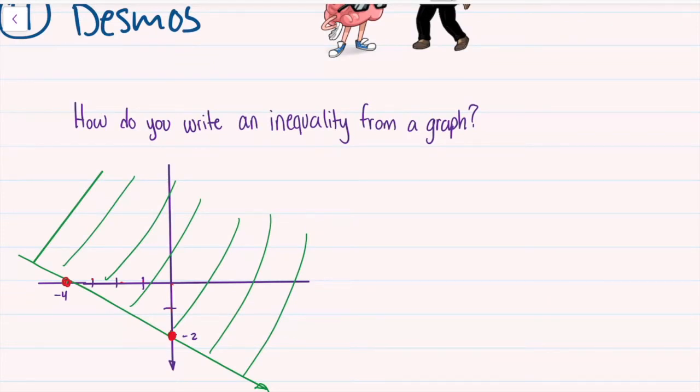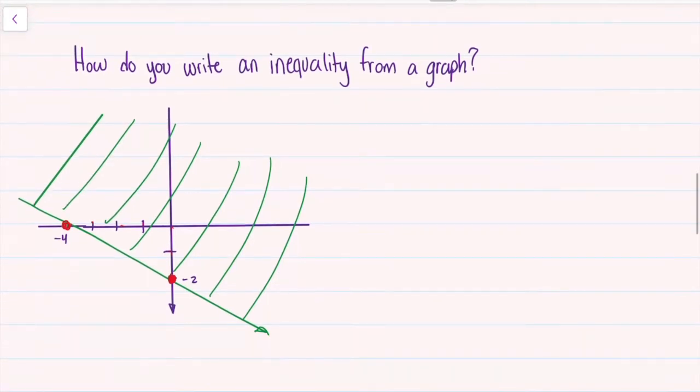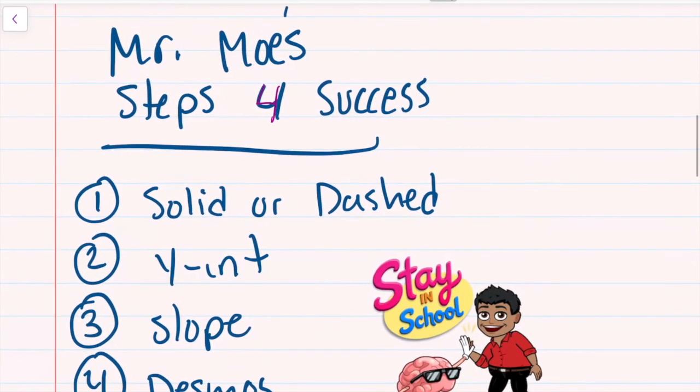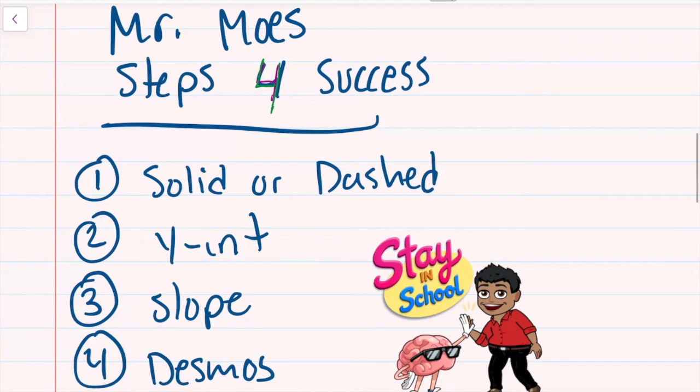All right, guys. So sometimes Desmos can be very helpful when it comes to graphing a given inequality. But what happens when they give you the graph and you need to write the inequality? Well, to do this, Desmos can still help you a little bit, but first you've got to do some work yourself. And I like to use what I call Mr. Mo's steps for success. And I call it steps for success because there's actually four steps you need to follow.